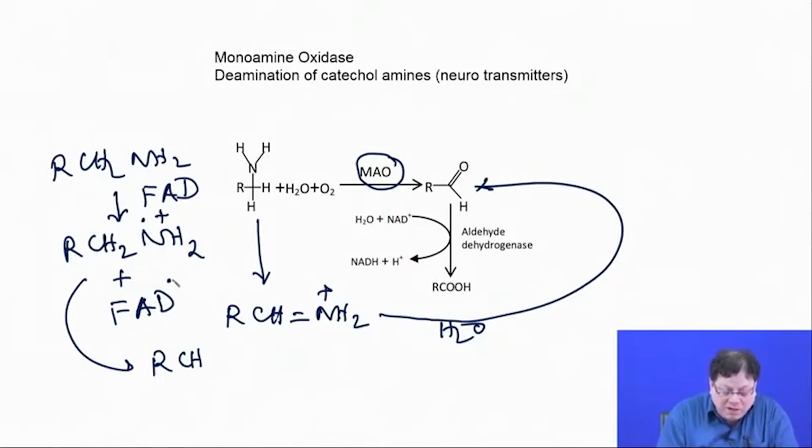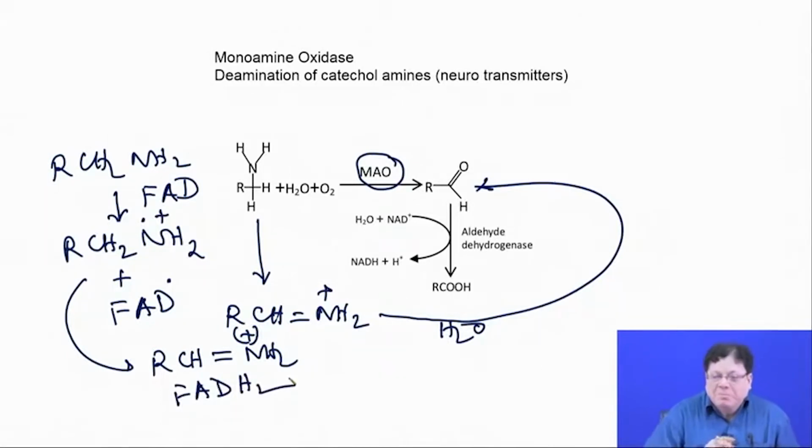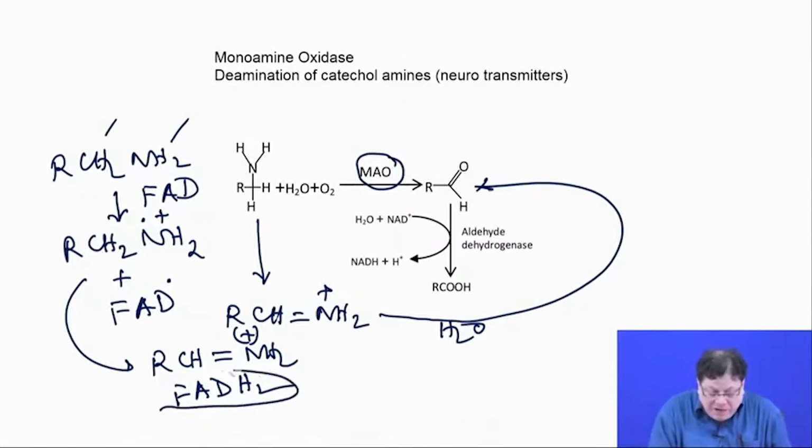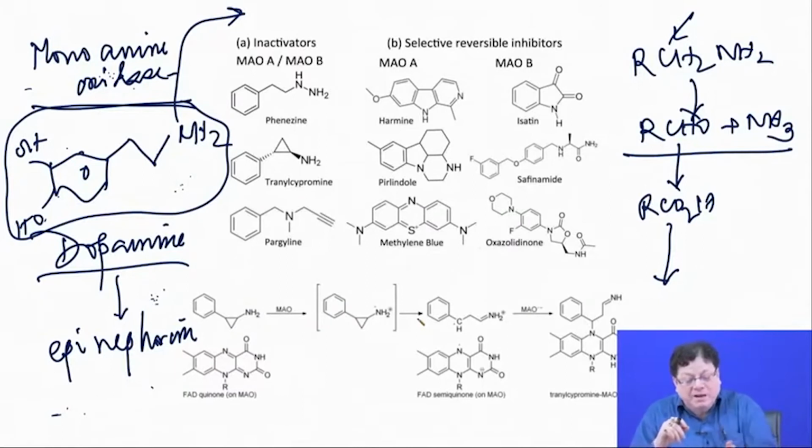This FAD dot takes up the hydrogen from the alpha carbon, and then that becomes a dot. So, these two dots combine and make this one, the iminium salt. Okay. And in the process, ultimately FAD becomes FADH2. Because two hydrogens have to be removed, basically one from here, another from here, and so that is the FADH2, and this ultimately hydrolyzes into this. So, monoamine oxidase is a very good target, and you see some of the drugs that have been shown here.